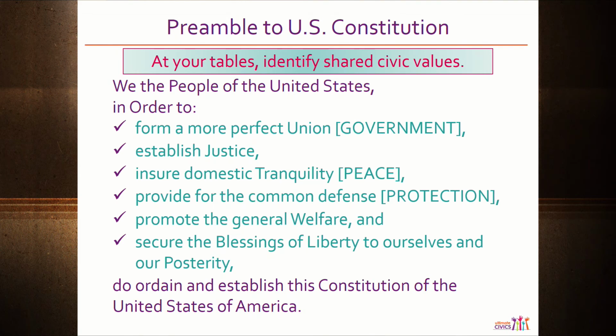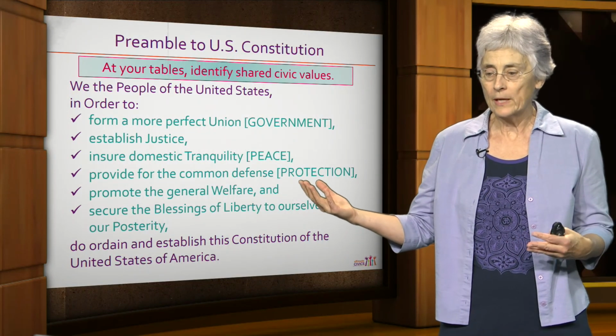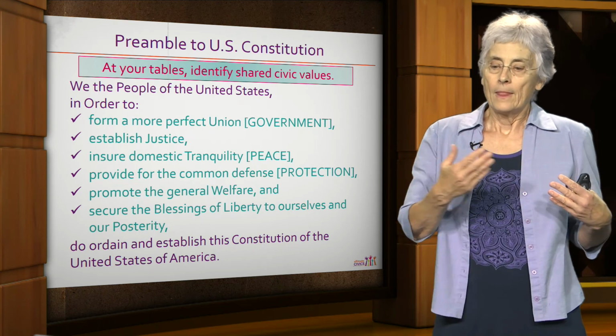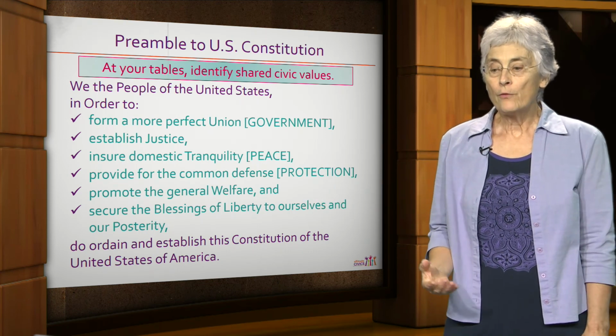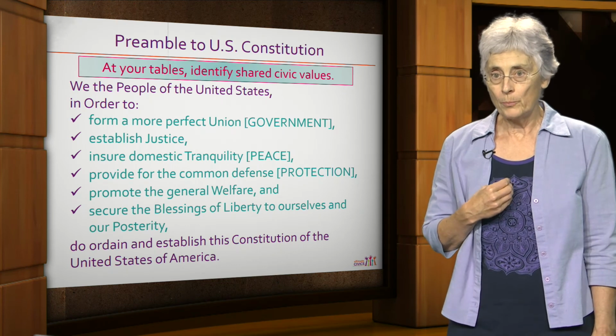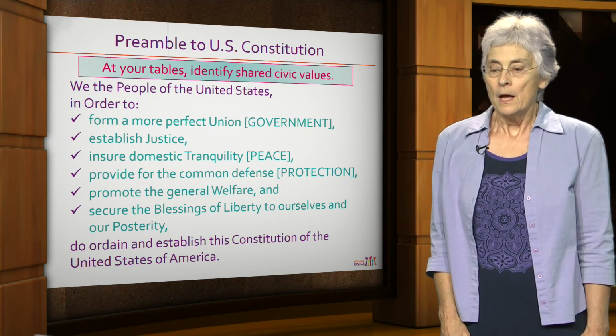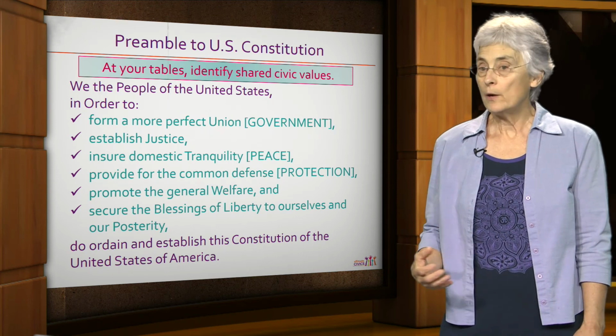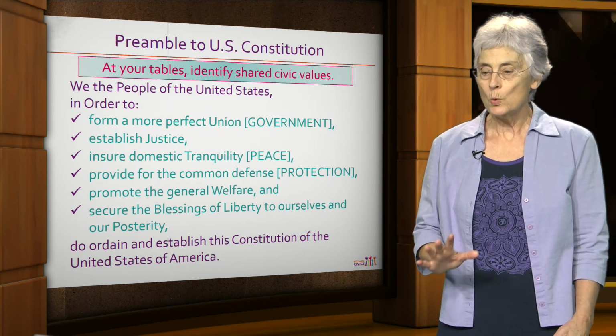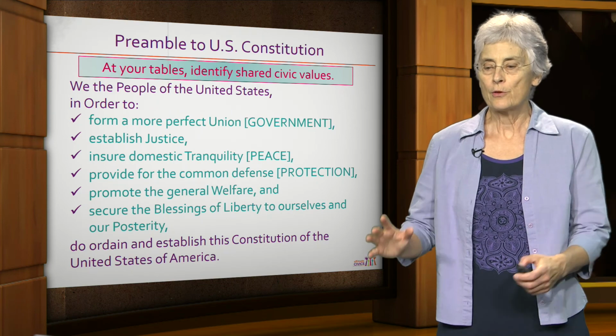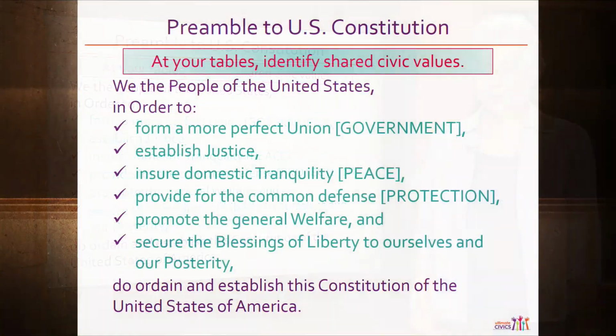Ensure domestic tranquility, also peace, right? Peace is tranquility. So another value. Provide for the common defense, provide for our mutual protection and safety and security. Another value. Promote the general welfare, which we now know what that means. A healthy, thriving society. And secure the blessings of liberty, which are our inalienable rights, to ourselves and our posterity, thinking ahead to the future generations who will come. Do ordain and establish this Constitution of the United States of America.